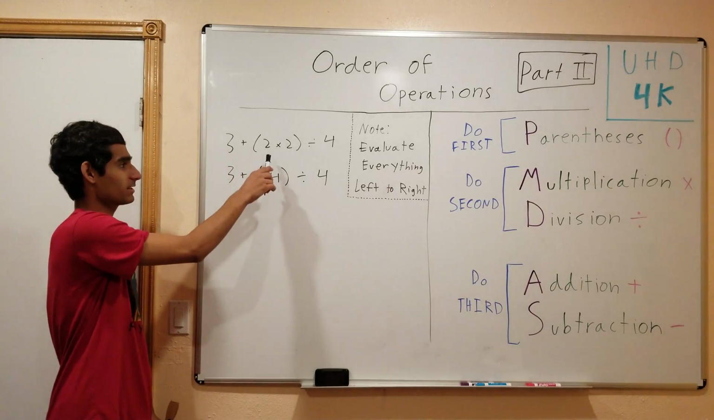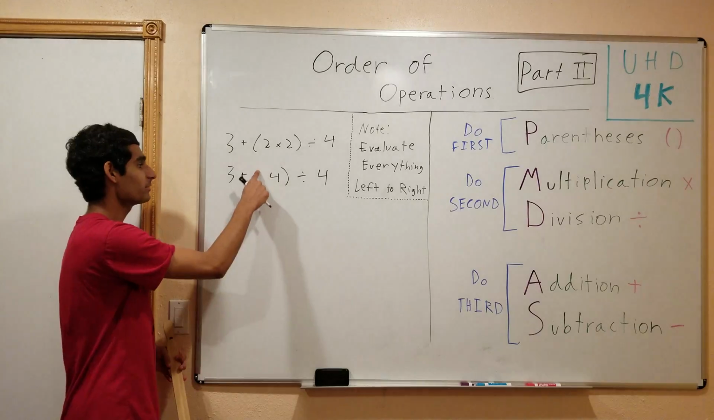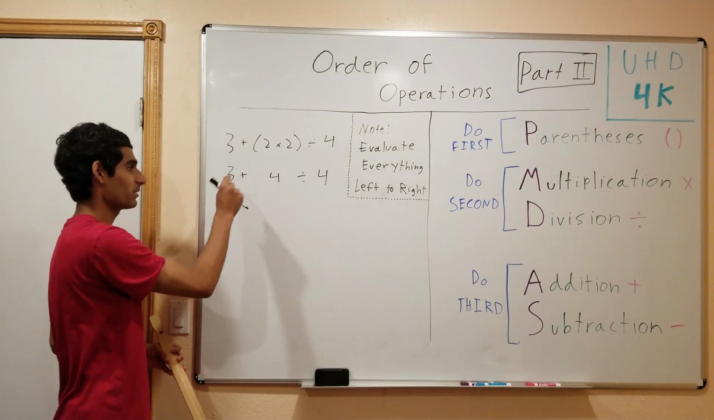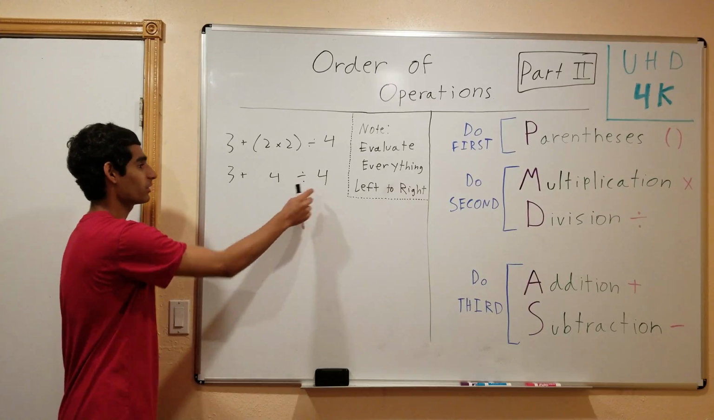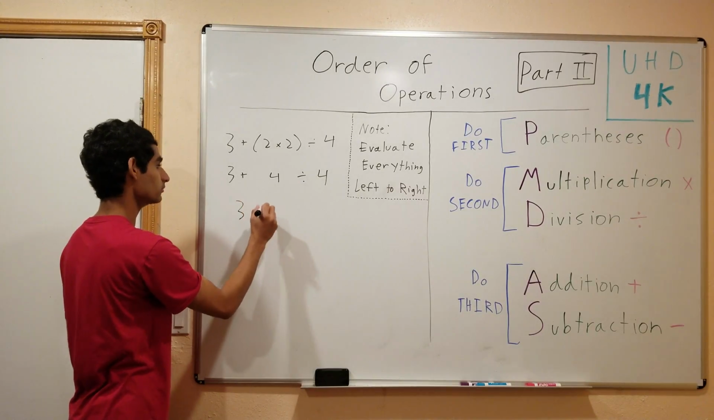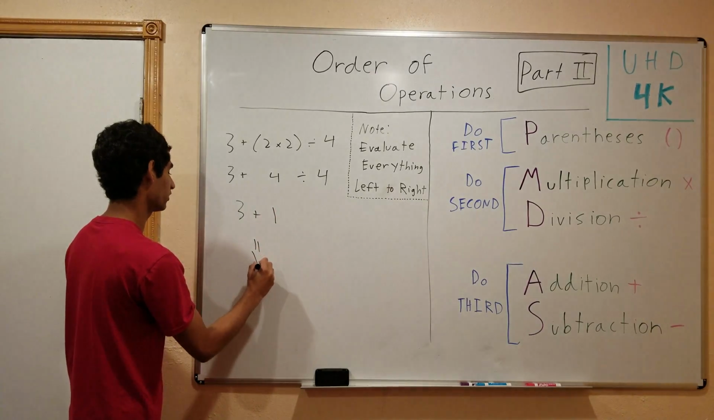So see, 3 plus, in parentheses, 2 times 2, divided by 4. We do the stuff inside the parentheses. You can remove these parentheses now because there's only one number inside them. Now we must do the multiplication and division. So we have 4 divided by 4. What is 4 divided by 4? Which is 1. 3 plus 1 is 4.